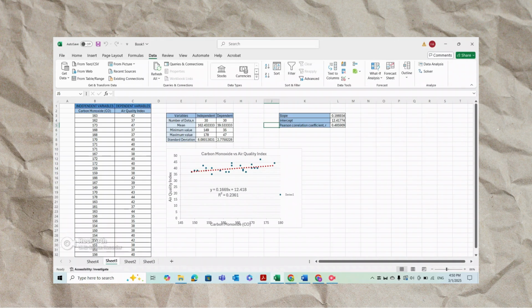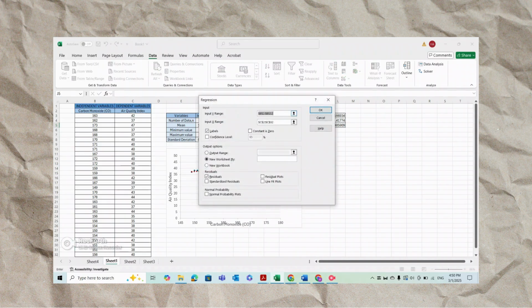So now I'm going to show you how to get the simple linear regression model in Microsoft Excel. First we go to Data Analysis, then Regression. In Input Y Range, we select all the 30 data points of the independent variable, which you can see here, B2 to B32. Input X Range, we select the air quality index dependent variable from C2 to C32.